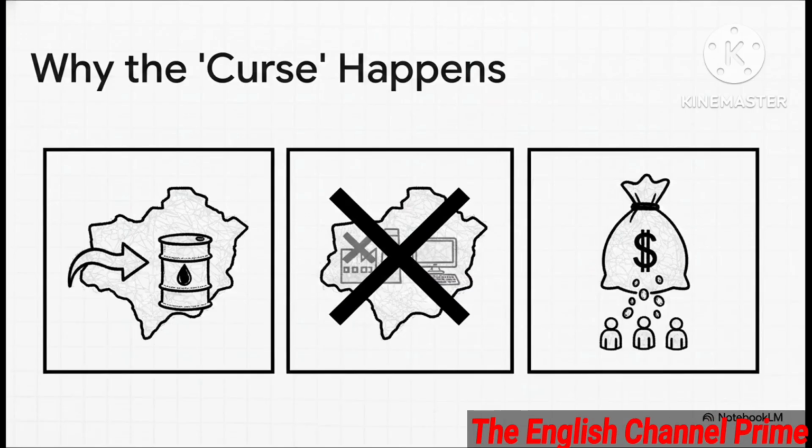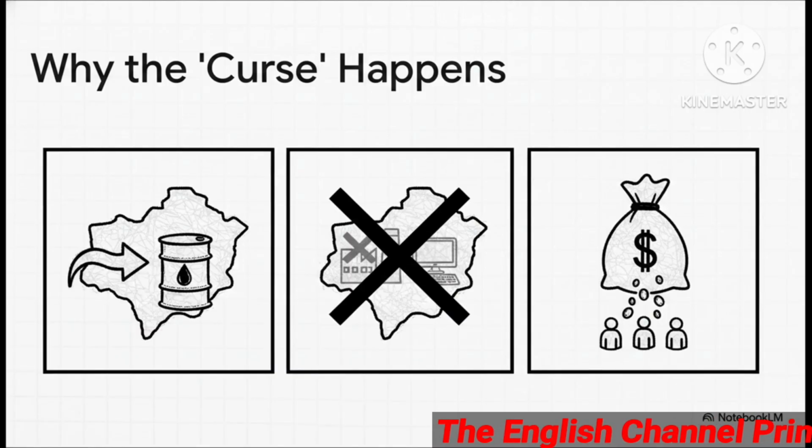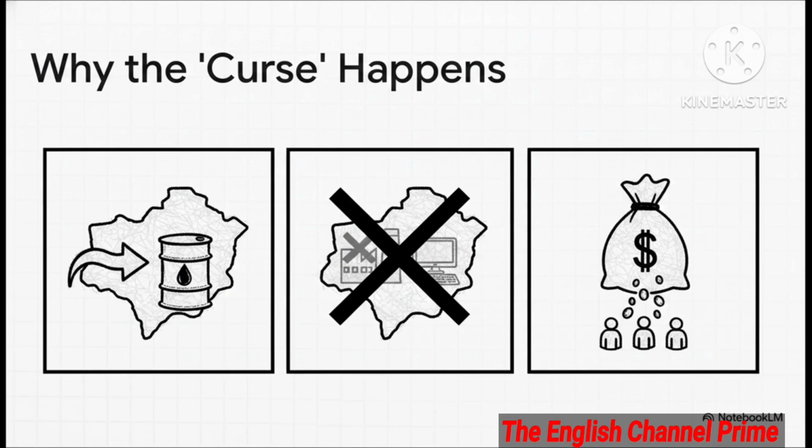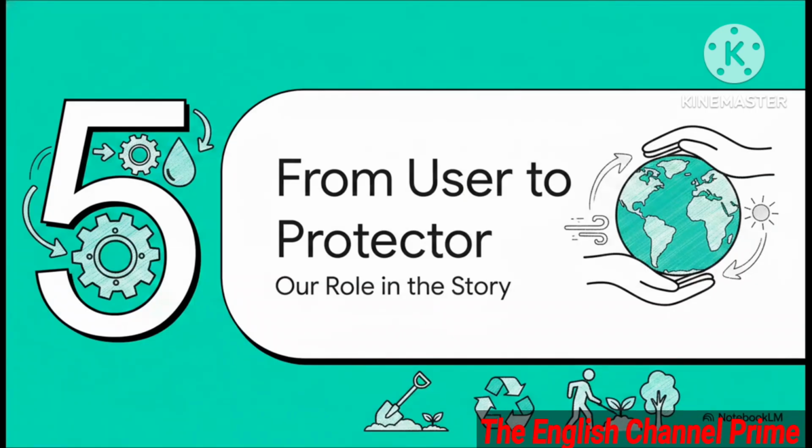Well, it usually boils down to a few things. A country can get so focused on just digging stuff up and selling it that they forget to build other industries, like manufacturing or tech. All their eggs are in one very shaky basket. And sadly, all that massive wealth often gets mismanaged or just disappears, never actually helping the people who live there. So what this all shows us is that how we manage our resources is just as important, if not more important, than how much we have.